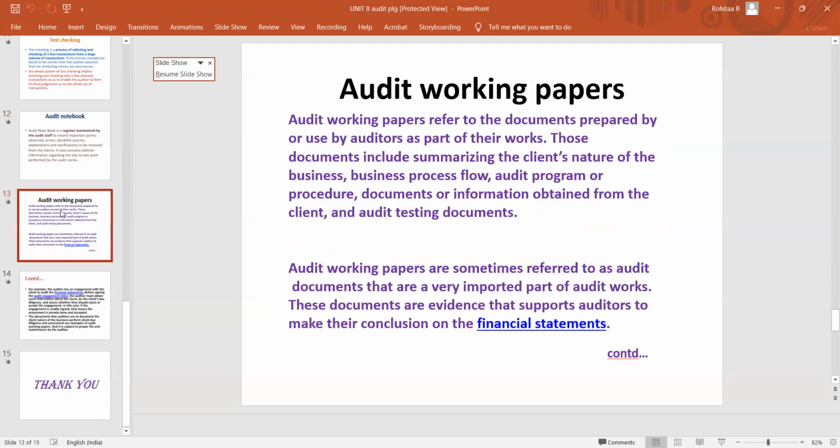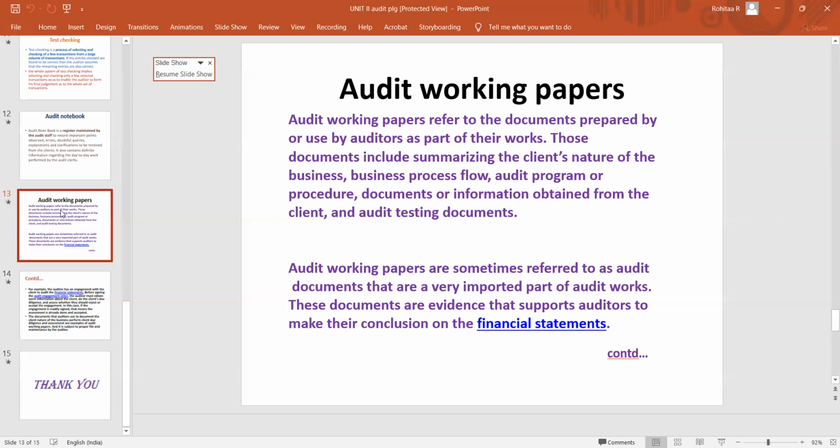And then next, audit working papers. Audit working papers refers to the documents prepared by or used by the auditor as a part of their work. Those documents include summarizing the client's nature of the business, process flow, audit program or procedure, documents or information obtained from the client, and audit testing documents. Audit working papers are sometimes referred to as audit documents.